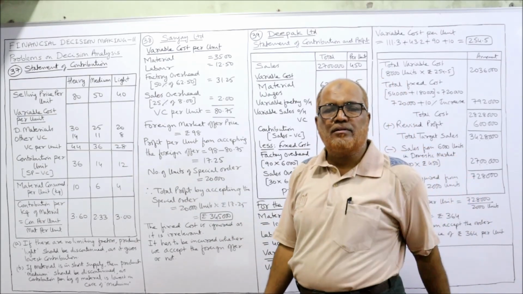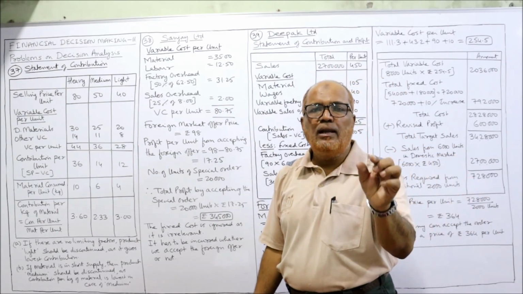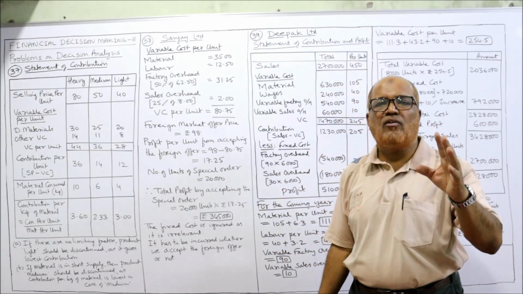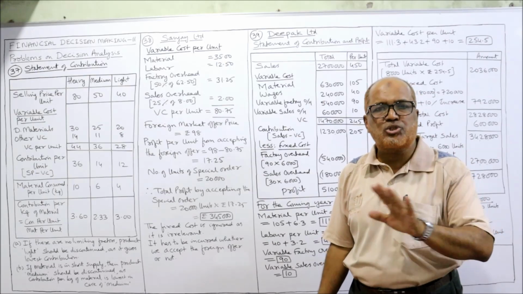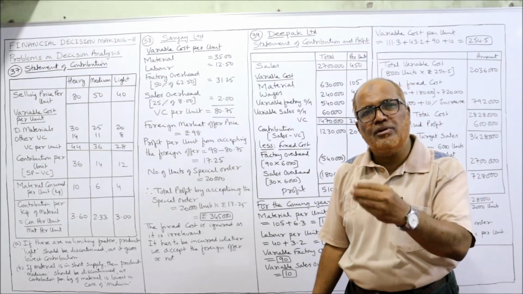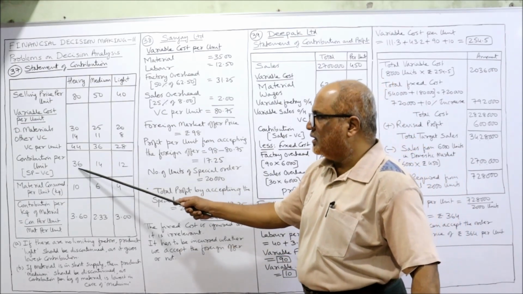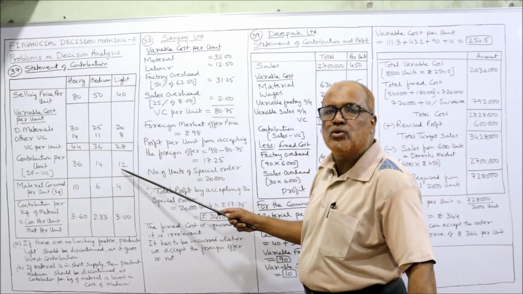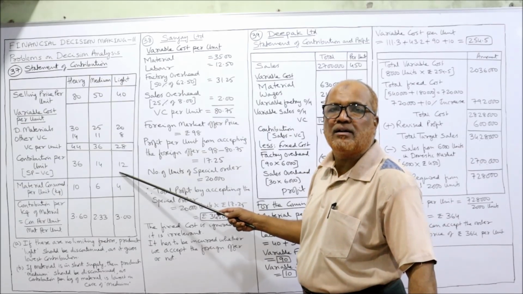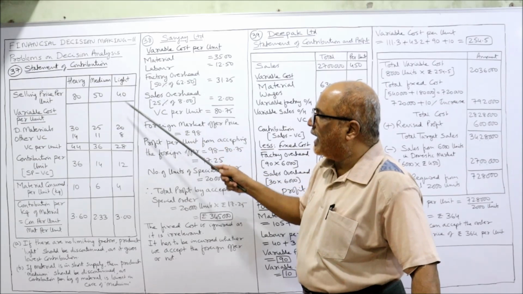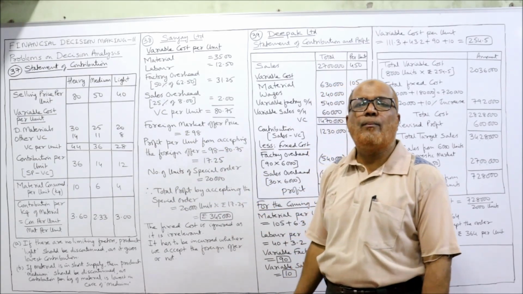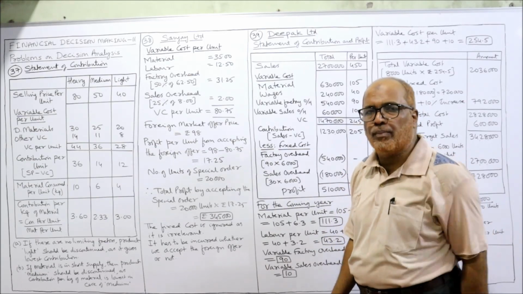First answer is completed. If there is no limiting factor, if we have plenty of material, plenty of labor, plenty of sales, no restrictions, then whichever product has lower contribution can be dropped. Here contribution is 36, 14, 12. 12 is the lowest contribution. So we suggest if there are no limiting factors, then product light should be dropped because it has the lowest contribution per unit. First question completed.